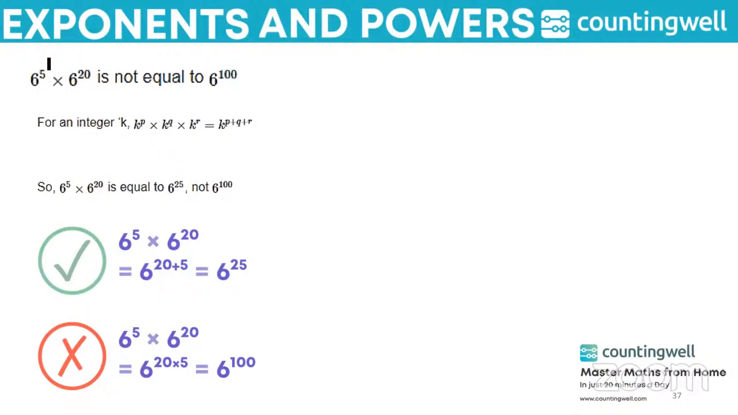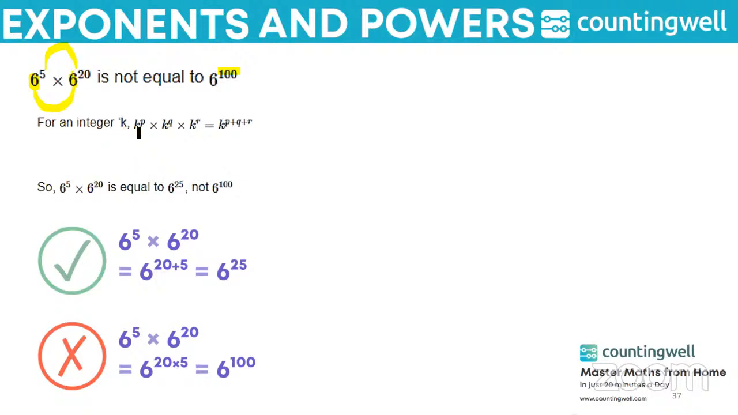Okay, here 6 raised to 5 into 6 raised to 20 is not equal to 6 raised to 100. We have to apply the product rule here. Product rule is for the same base and different exponents. The only condition to apply the product rule is that the base should be the same. So your base is 6 and we are taking the product, so we have to take the sum of the exponents, not the product of the exponents.